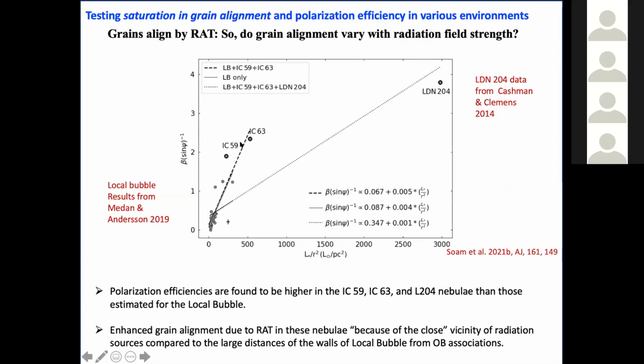So we do see that IC59 and IC63 show higher polarization efficiencies with the radiation flux compared to the local bubble. The reason for that may be that IC59 and IC63 are much closer to the radiation source compared to the local bubble, where the distance of the radiation source was around 50 parsec or so. These are just 1.3 and 1.5 parsec. So maybe that's why more radiation is coming, so more grain alignment is happening, so more polarization efficiency. And this is the same explanation for LDN204.